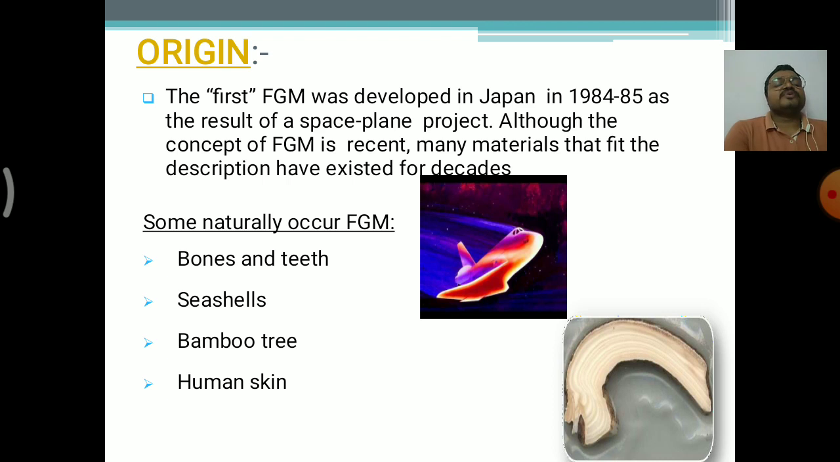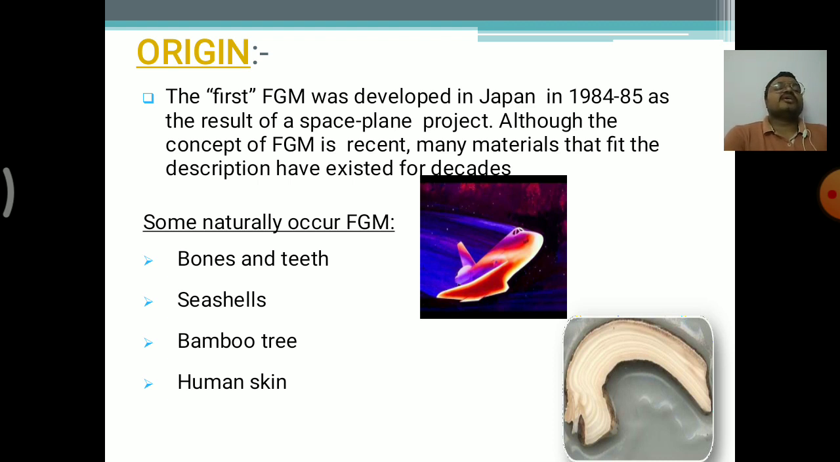When they were defining the properties for a space plane, they defined a special property known as the FGM. Although the concept of FGM is recent, many such materials have been described for decades. And some FGMs occur naturally, so not the artificial ones.